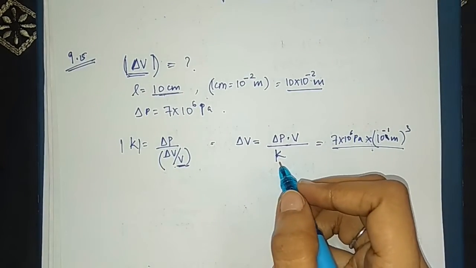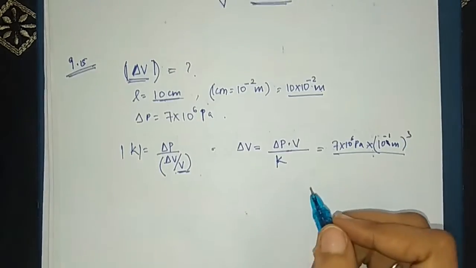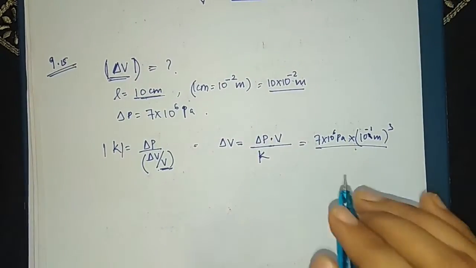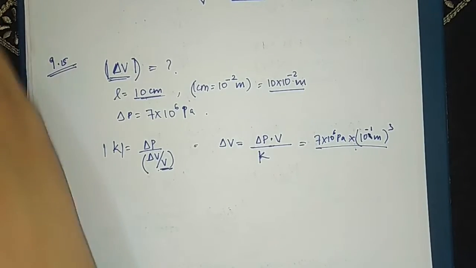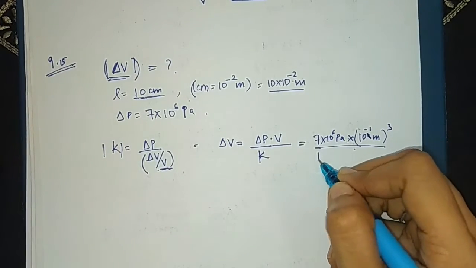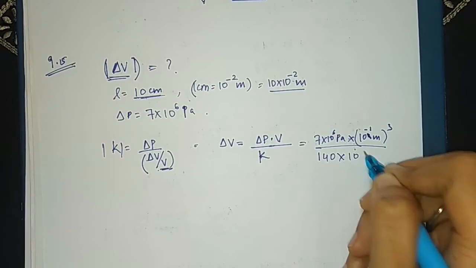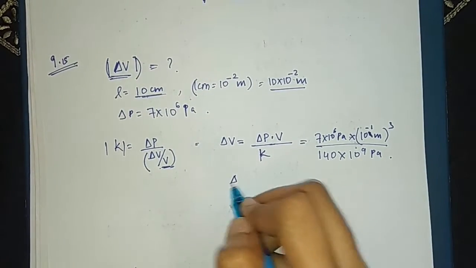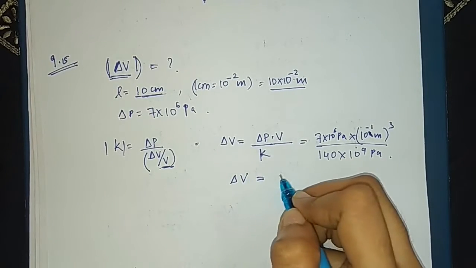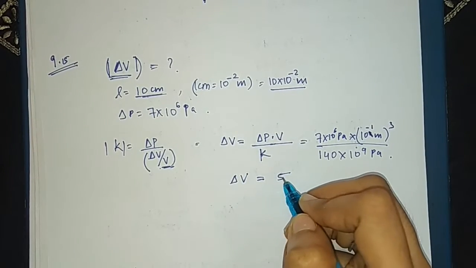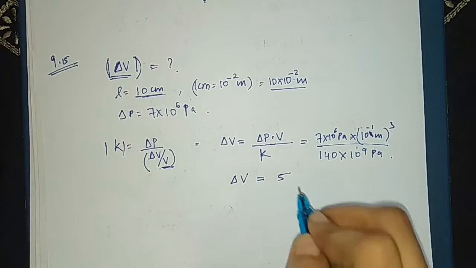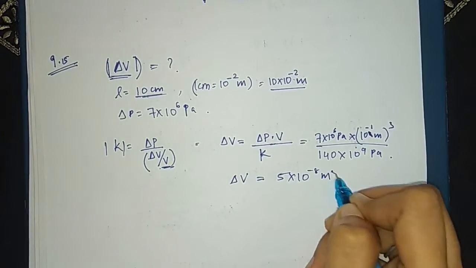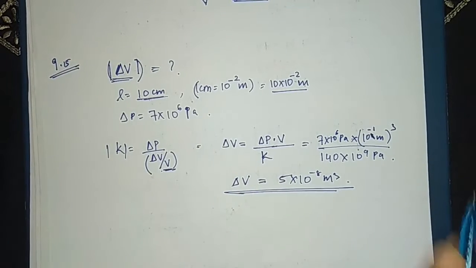And bulk modulus can be known from the table. In the table it's given, bulk modulus, we have to find of copper. So bulk modulus of copper is 140 into 10 raised to 9 pascals. After calculation we will get the change in volume, or the volume contraction, as 5 into 10 raised to minus 8 meter cube. Okay, that's it.